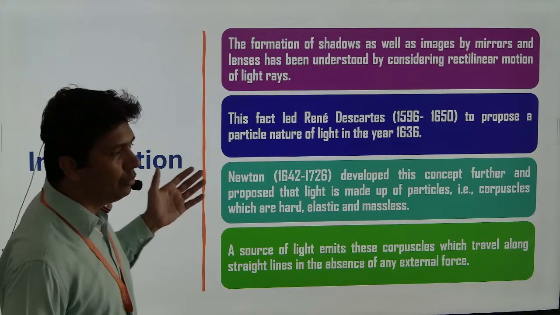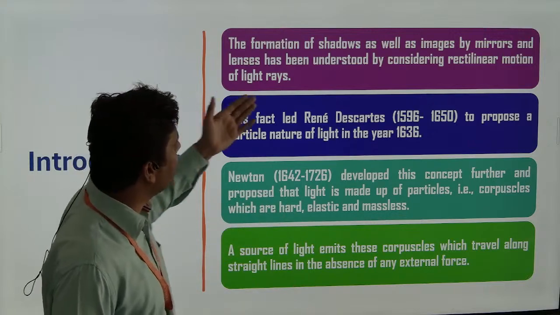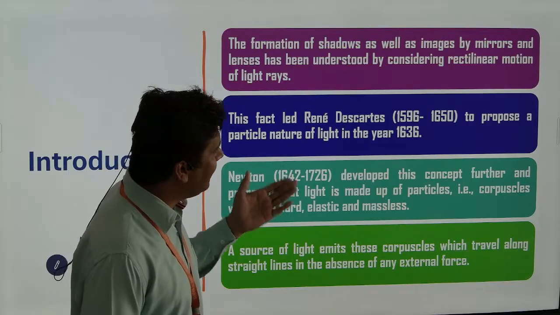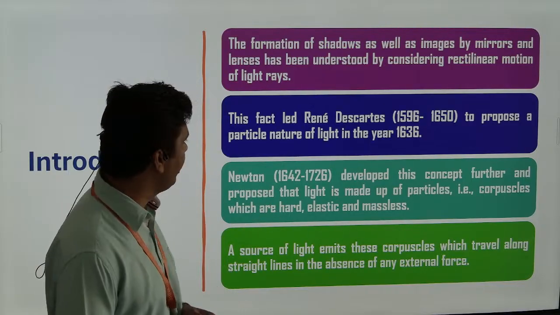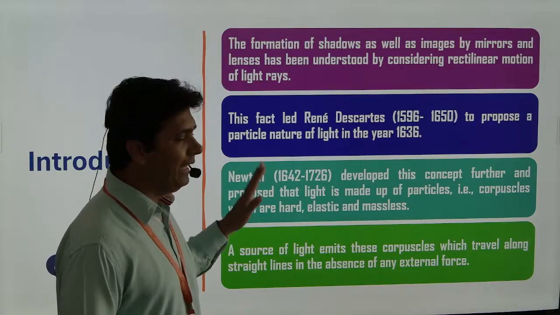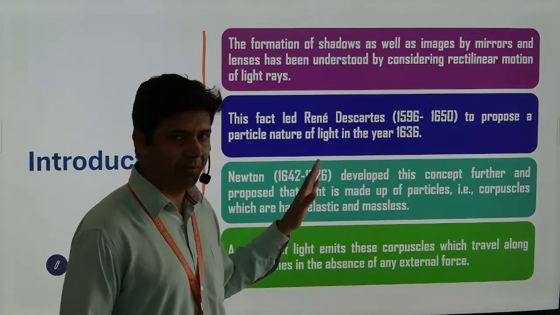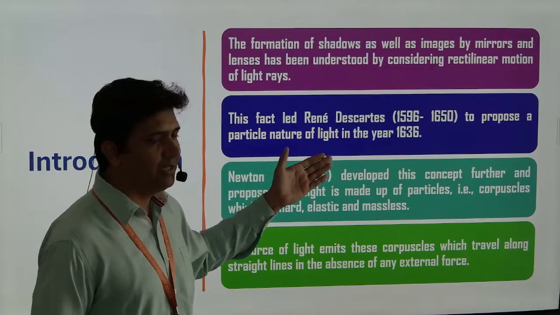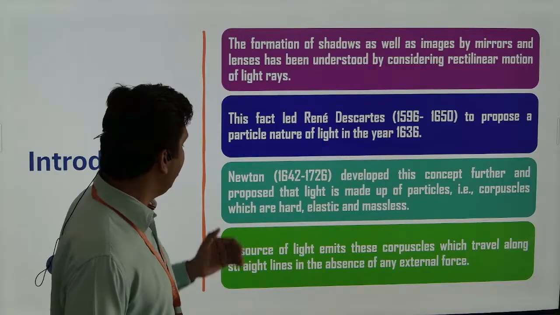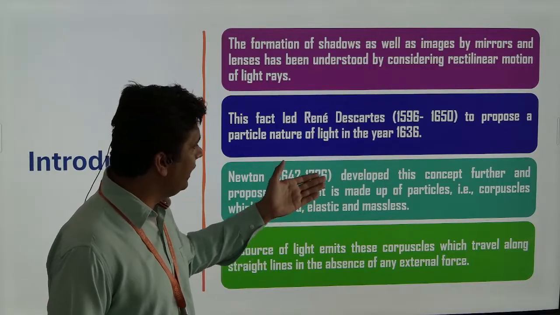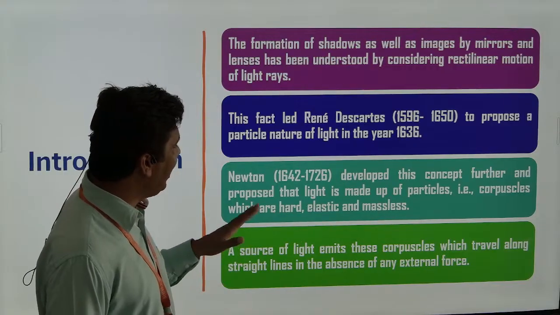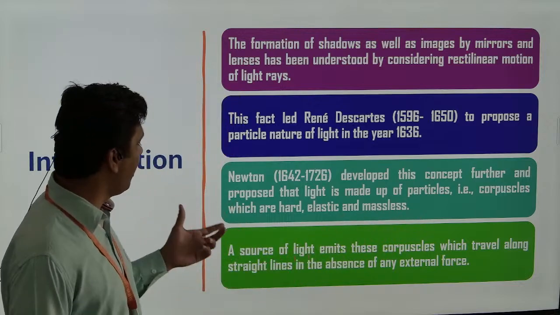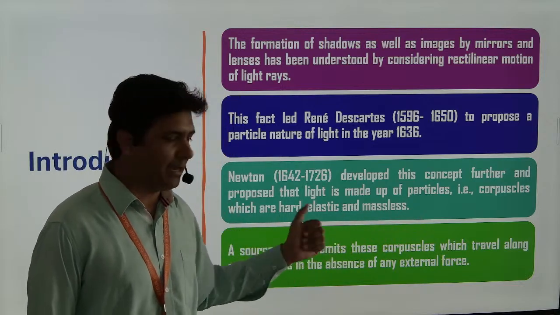Let's go to the introduction of light. We know that the formation of shadows as well as the images by mirrors and lenses has been understood by considering the rectilinear motion of light rays. This fact led René Descartes, 1596 to 1650, to propose a particle nature of light in the year 1636. Later on, Newton developed this concept further and proposed that light is made of particles, and particles are nothing but corpuscles, which are hard, elastic and massless.